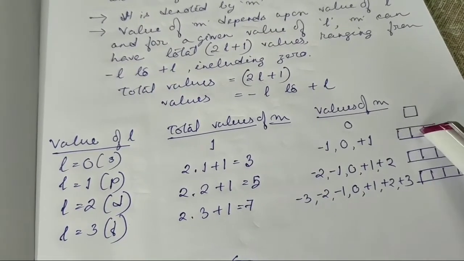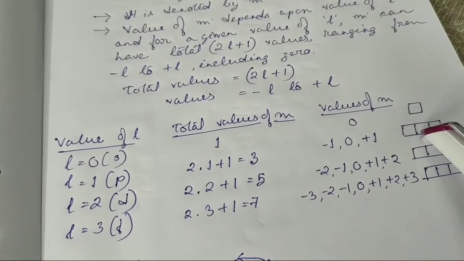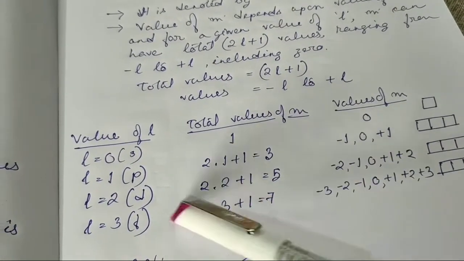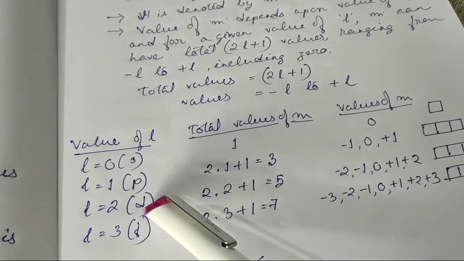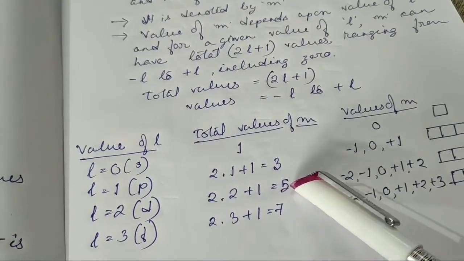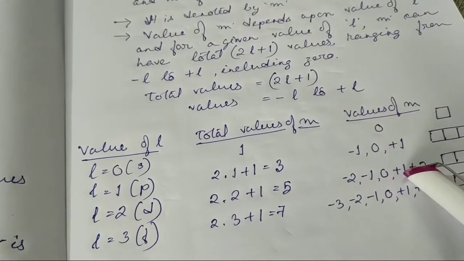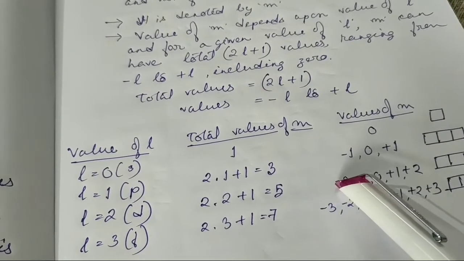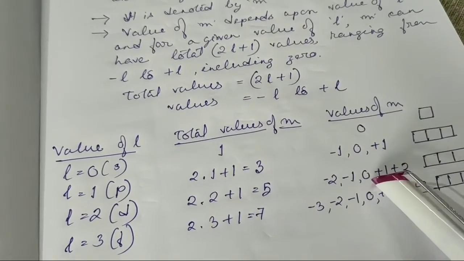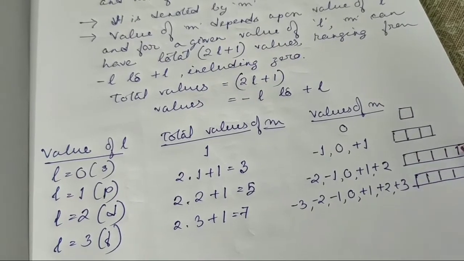And we are writing it together. What does it mean? That means all these 3 orbitals are of equal energy. Similarly, for L equal to 2, that means it is D subshell. It will have 2 into 2 plus 1, that means 5, minus 2, minus 1, 0, plus 1, plus 2. It will vary from minus 2 to plus 2, including 0. That means how much? Total 5 orbitals of equal energy.